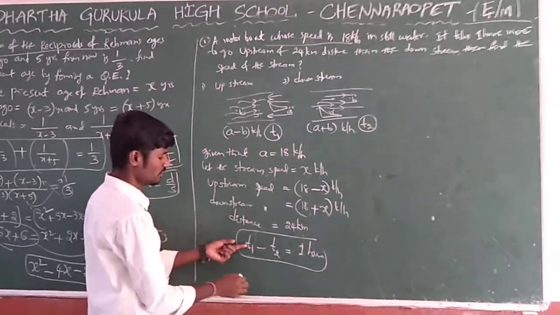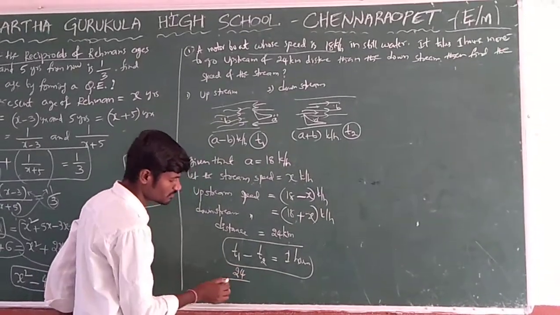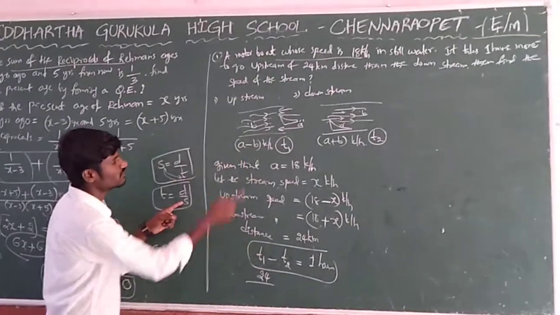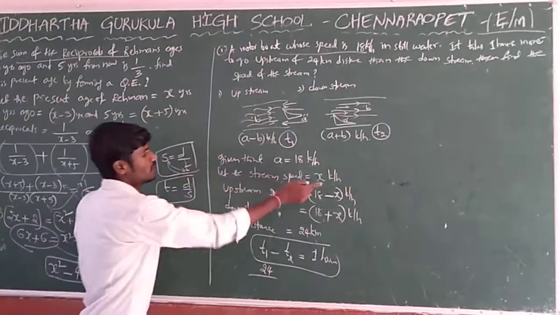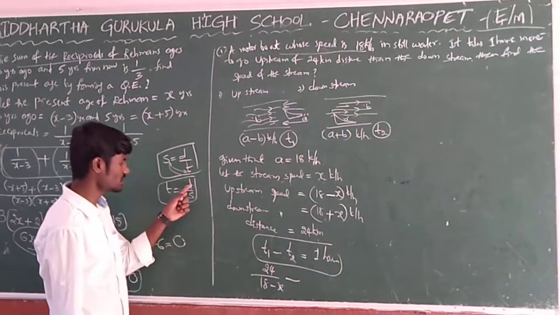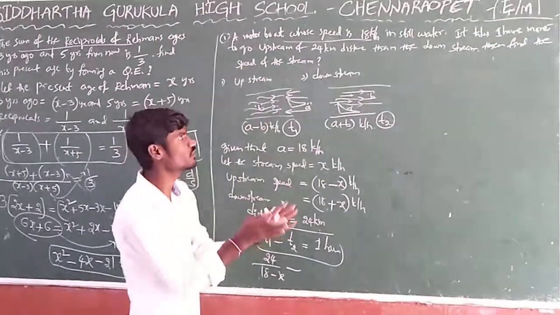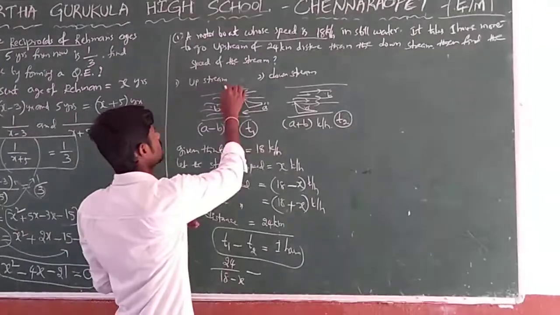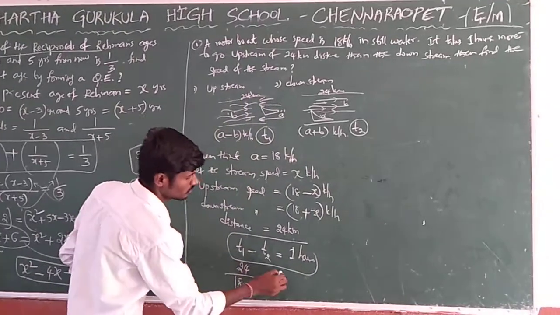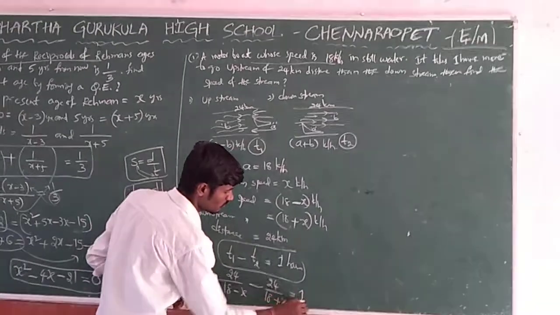In that case, distance D by speed. What is the distance? 24, by the speed of the T1 case, the upstream case. What is that upstream? Upstream here is 18 minus x. T2 means the same distance D by S2. In these two cases the total problem is based upon the 24 kilometer distance, so 24 divided by 18 minus x, minus 24 divided by 18 plus x, equals 1 hour.